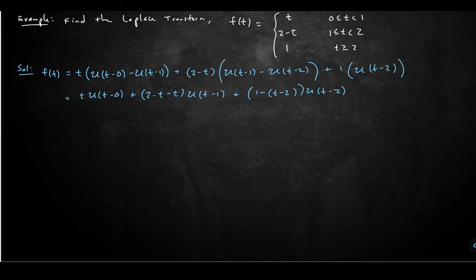So this is going to be t times u of t, plus 2 minus 2t times u of t minus 1, plus 3 minus t times u of t minus 2.